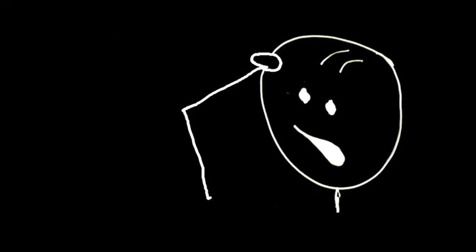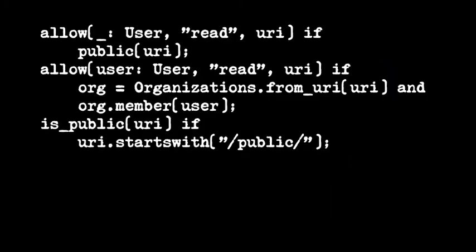But a realistic example has more than just the site logo. What about only letting people who are in an organization see that organization's stuff? Okay, let's add a rule about that. But what if the URI isn't an organization? Oops.